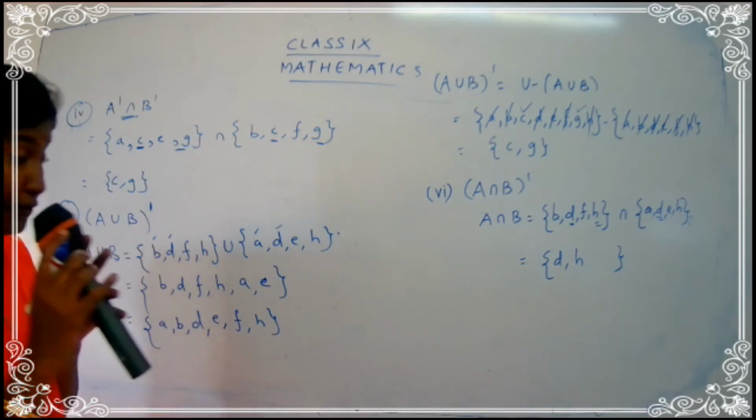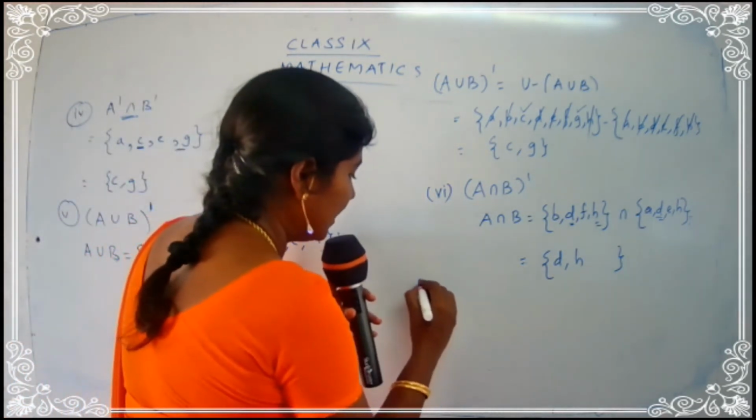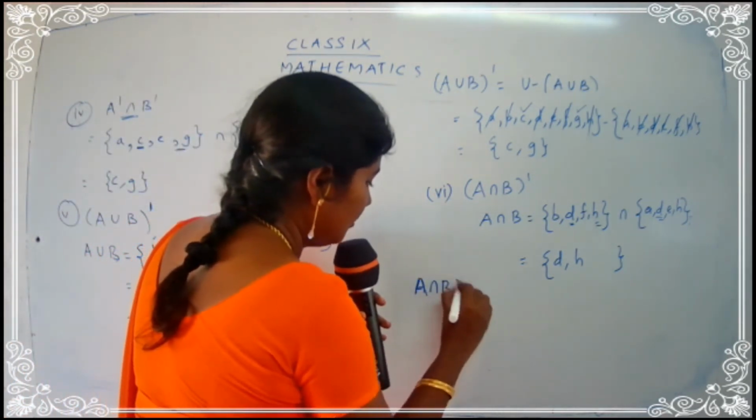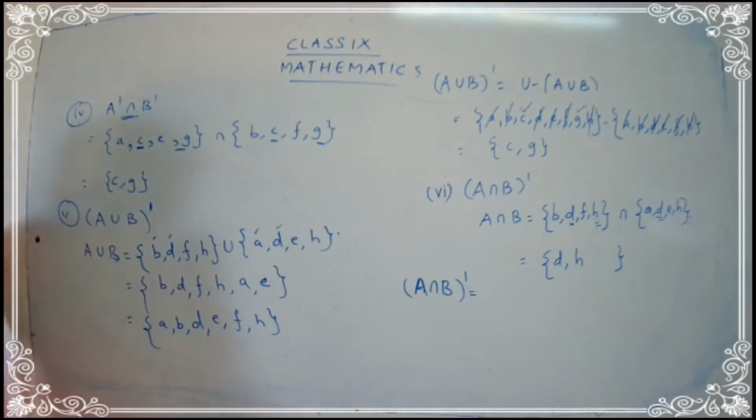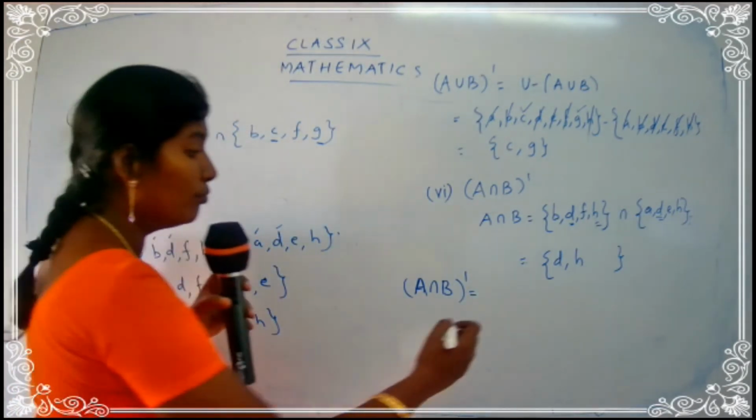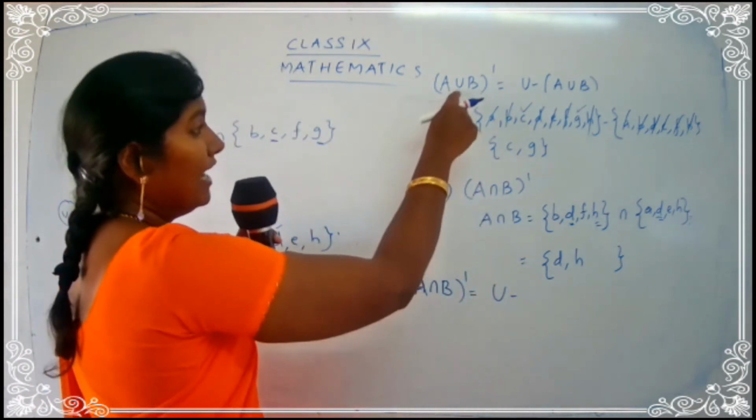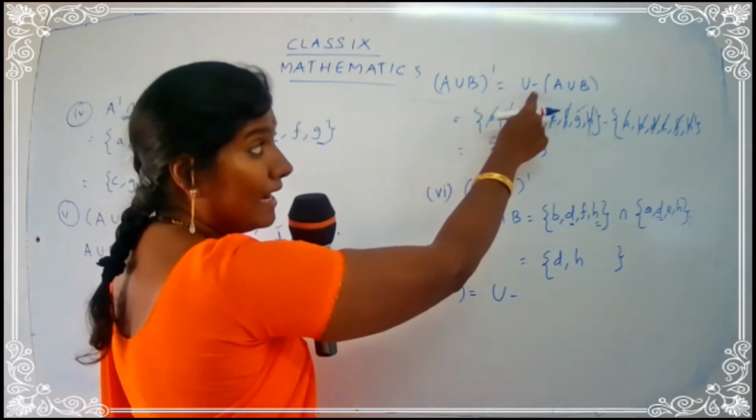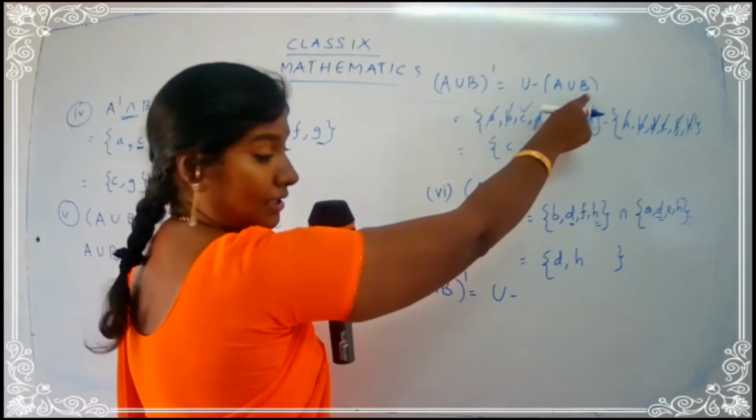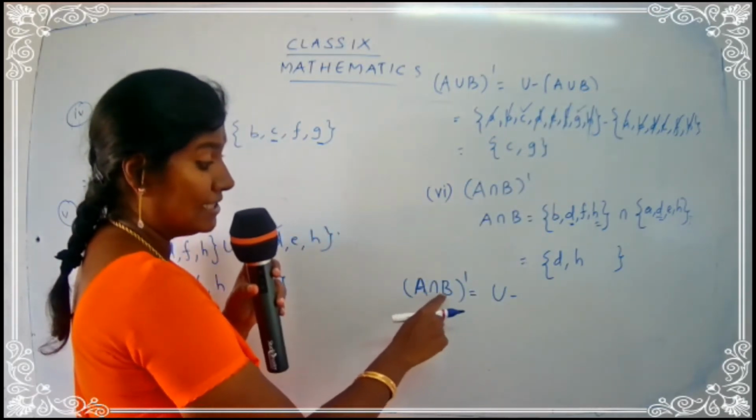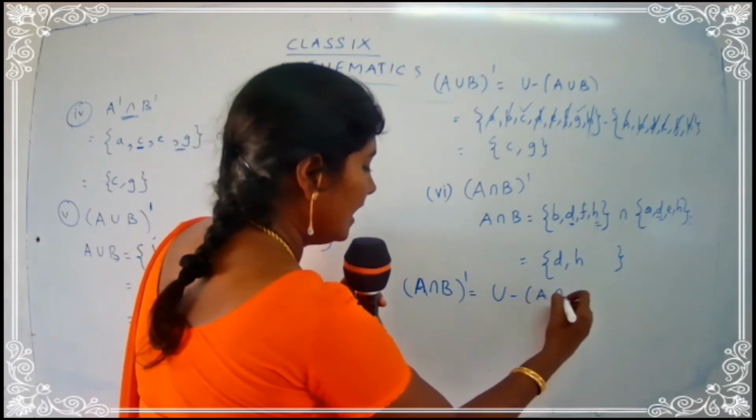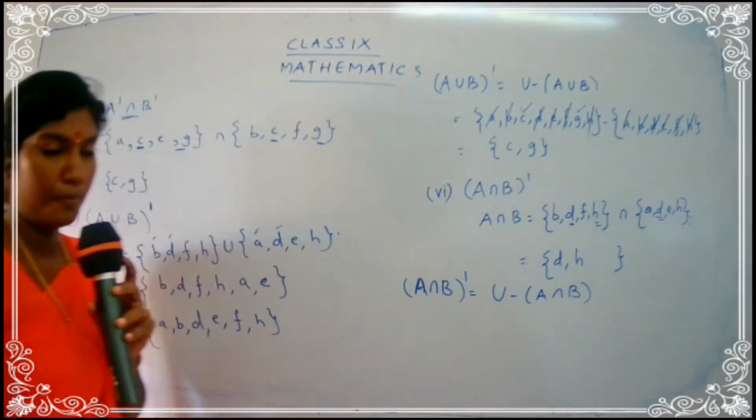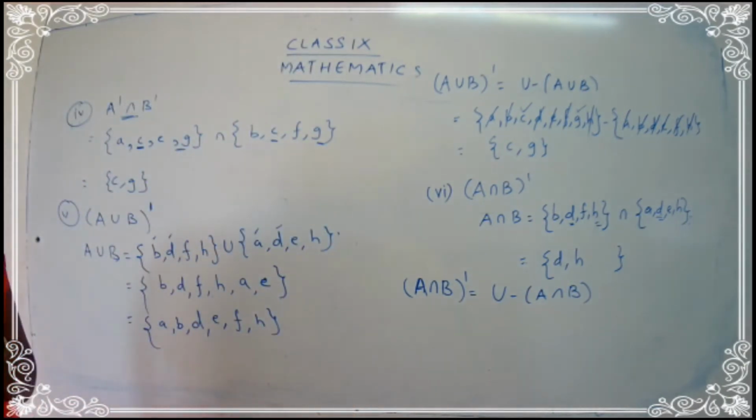Now what are we going to do? Yes, we are going to find A intersection B dash. What is the formula for A intersection B dash? U minus. See here? For A union B dash, we wrote U minus A union B. So here, A intersection B the whole dash: U minus A intersection B.